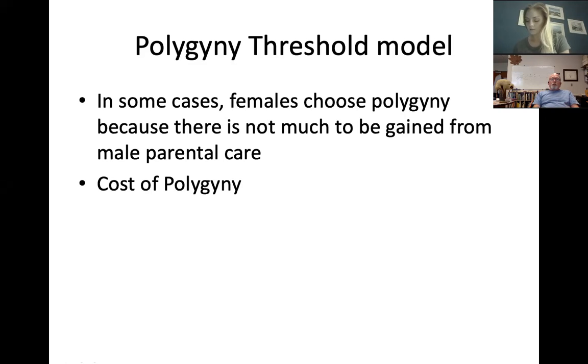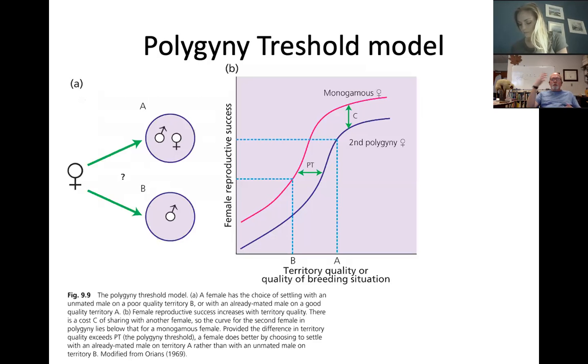And so there is a cost to polygyny in that you're sharing resources with whoever else is in a polygynous relationship with the male, even if the male is not providing any parental care. Presumably the male is maintaining a territory that has resources in it. So the way this works is when a female joins a male, the female can either join a male who already has another female, or a female can join an unpaired male.